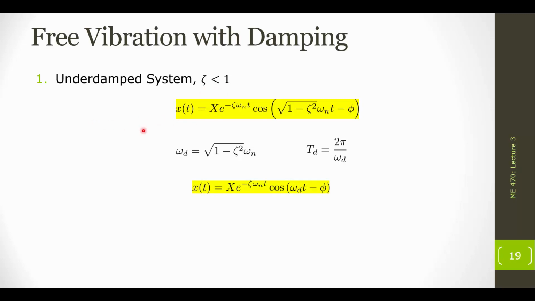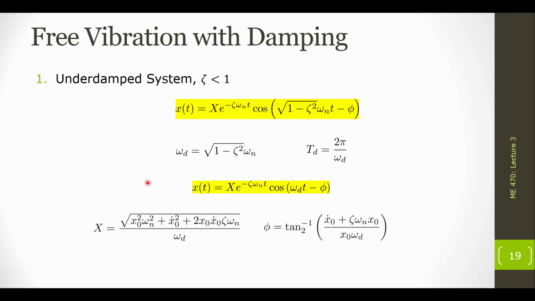So more simply, instead of having all this inside the cosine, we can simplify that to, again, just that damped frequency, and that's the frequency that this will oscillate. Now, we do have two constant terms here that we need to solve for. This is the general solution. We need to apply the initial conditions that we were given so that we can find these two constants, the amplitude x and the phase phi. And this is what we get for the amplitude and the phase.